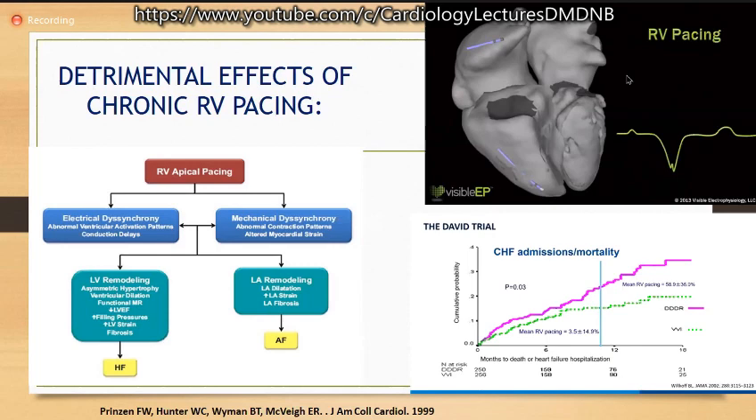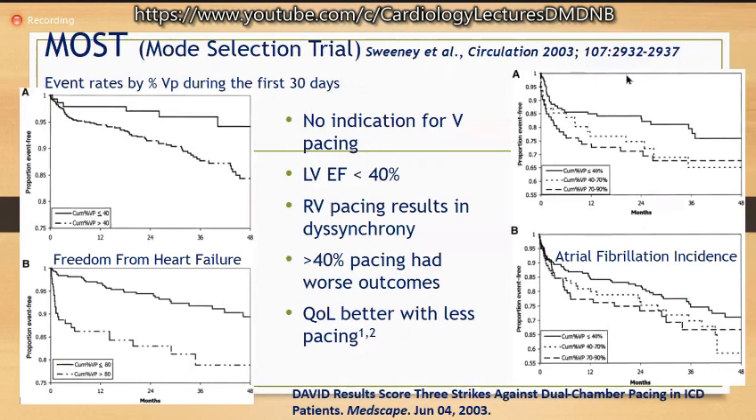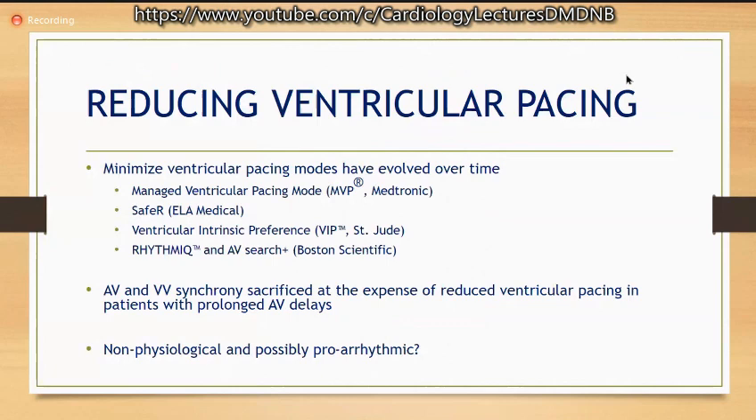Then they looked at whether there is some absolute threshold of quantum of pacing that would make a difference between patients who were less paced and more paced, and whether there was a higher incidence of LV dysfunction in people who were more paced. This was answered more in the MOST trial. Again, in people who had EF less than 40%, if the ventricular pacing was more than 40% of the time, they had higher incidence of both heart failure and atrial fibrillation. So clearly, RV apical pacing would induce left ventricular dysfunction, LV remodeling, heart failure, and atrial fibrillation in the long term, and we needed to reduce RV apical pacing.